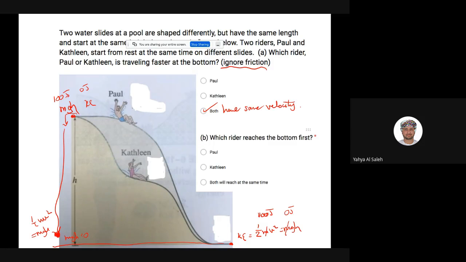But let me ask you something. Which one experiences more force when they hit the ground? The guy who jumped straight down or the guy who's on a slide? Straight down. Straight down immediately goes from some velocity to 0. Okay. And the force is huge, so they end up dying.